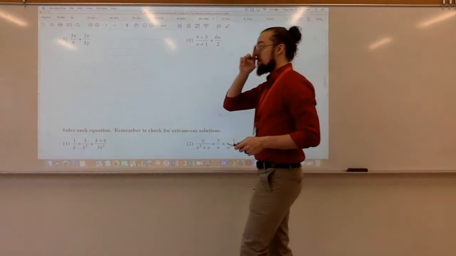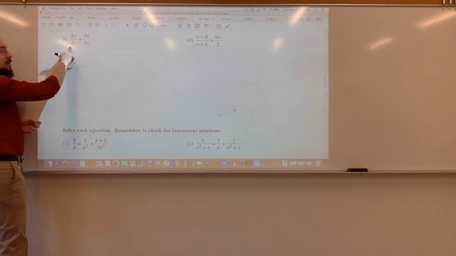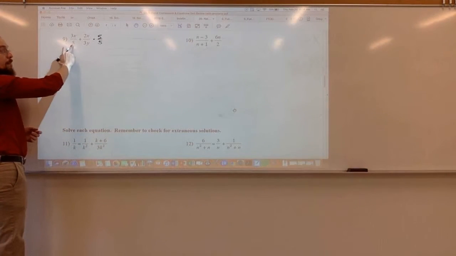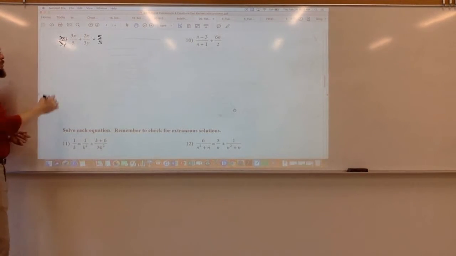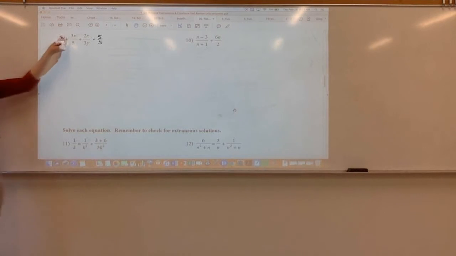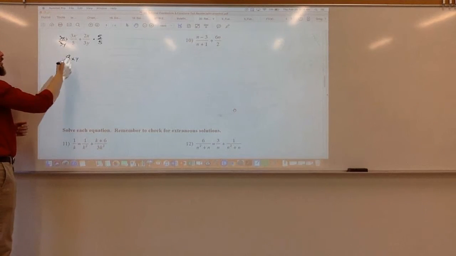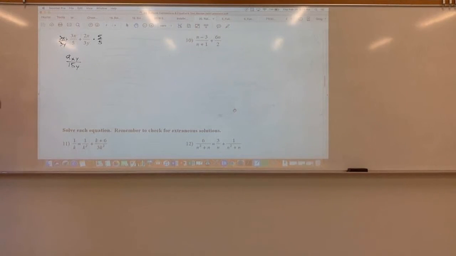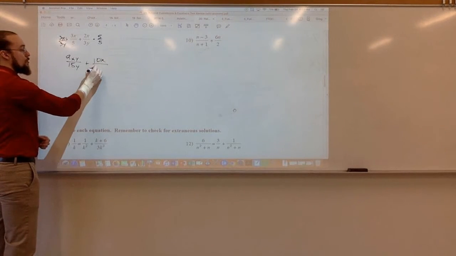So in number 9 here, if I look at my denominators, 5 and 3y, there are no factors in common. So to get common denominators, what I'm going to do is multiply this fraction by 5 over 5. And then I'll multiply this one by 3y over 3y. So when I do that multiplication, 3y times 3x would be 9xy. And then 3 times 5 is 15y. And over here, I would have 10x over 15y.